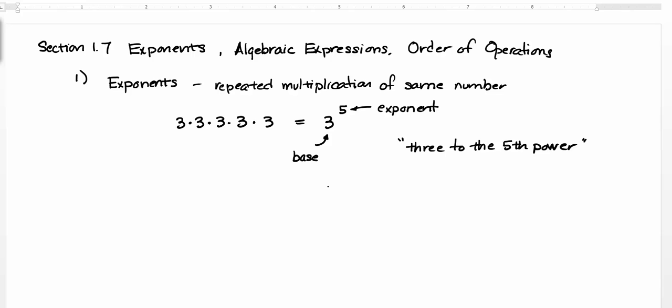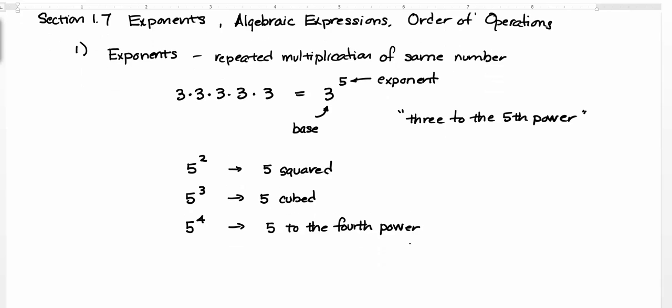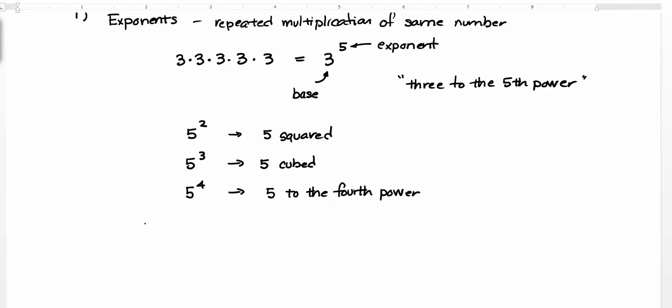Okay. This notation here, if we had say 5 to the 2nd power, we could also say 5 squared. 5 to the 3rd power, these are special, it's 5 cubed. And then once we get beyond an exponent of 3, we simply say 5 to the 4th power.